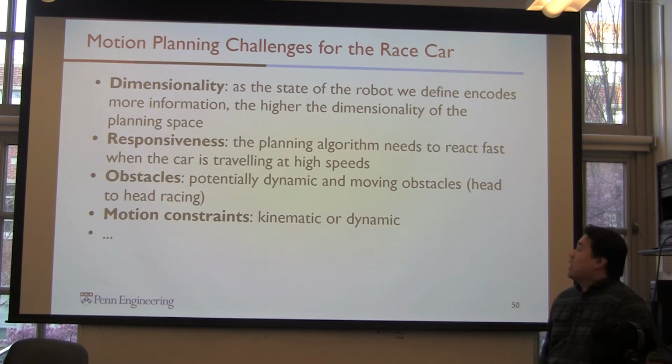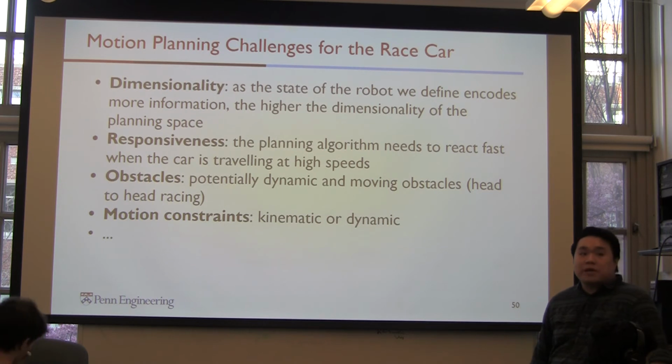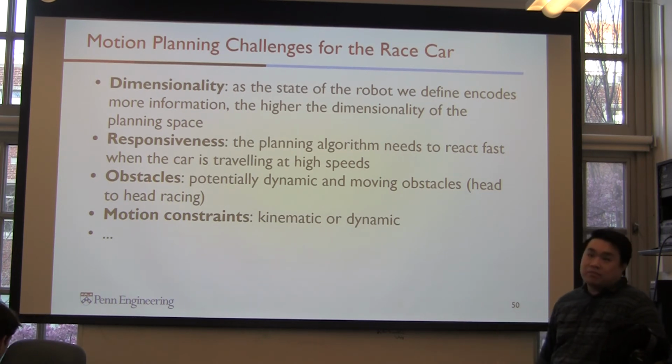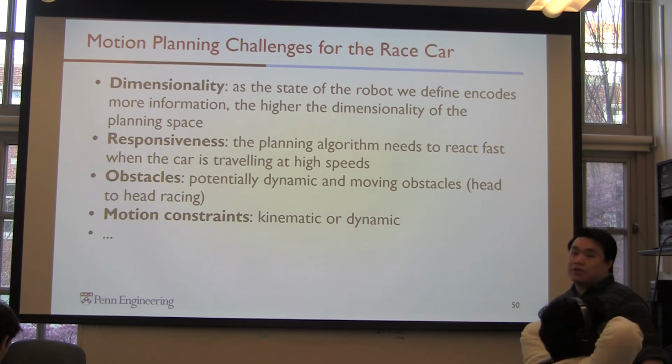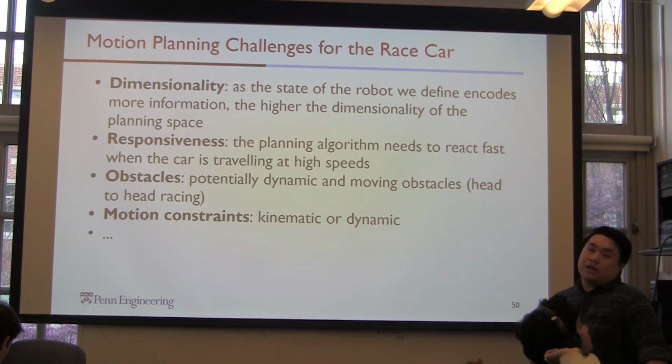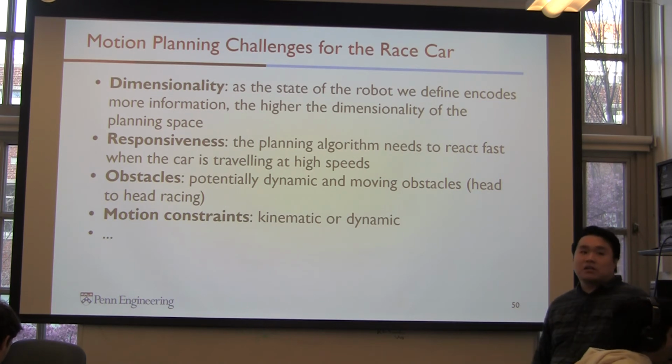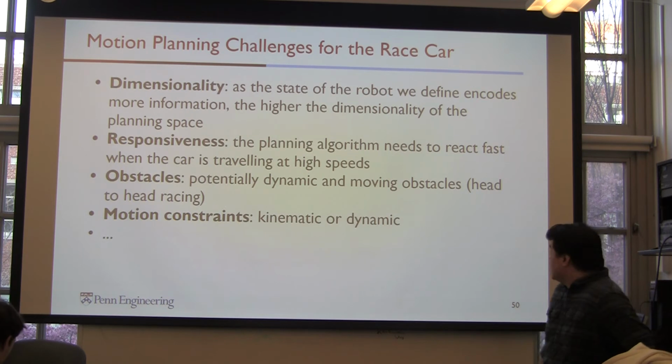You also have potential dynamic obstacles. So in the last race of the semester, we're going to have head-to-head racing. So you have to come up with ways to avoid another vehicle, which is also traveling at a pretty high speed. And lastly, you'll have motion constraints. As I mentioned before, our car is non-holonomic. There are certain things that it basically cannot achieve.